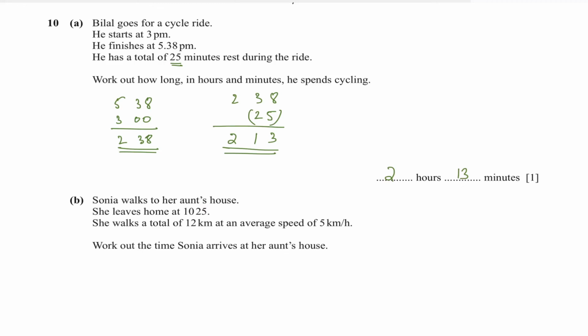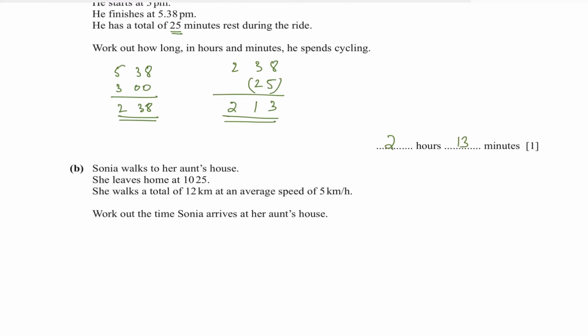Work out the time Sonia arrives at her aunt's house. Okay, so if she's walking 12 kilometers at an average speed of 5 kilometers per hour, we need to work out the time that she's going to take. So time, as we know, is equal to distance upon speed. The distance is 12, the speed is 5, and 12 divided by 5.